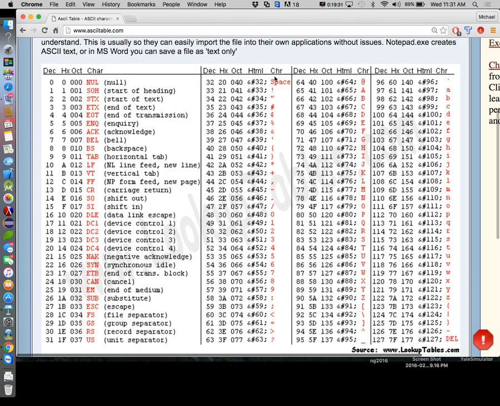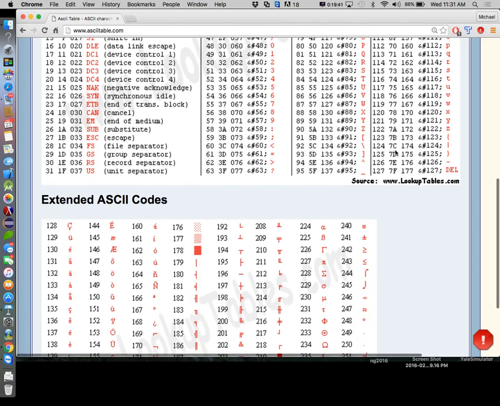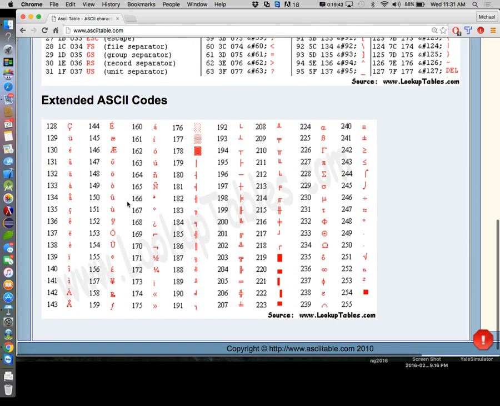ASCII 32 is the space. ASCII 33 is the exclamation point. Less than, stuff like that. So the first 128 characters are stuff that we recognize, and then you get to some weird stuff. Like here's the mu character and sigma and pi, some square root symbol, stuff like that. Yeah, so those are the extended ASCII.